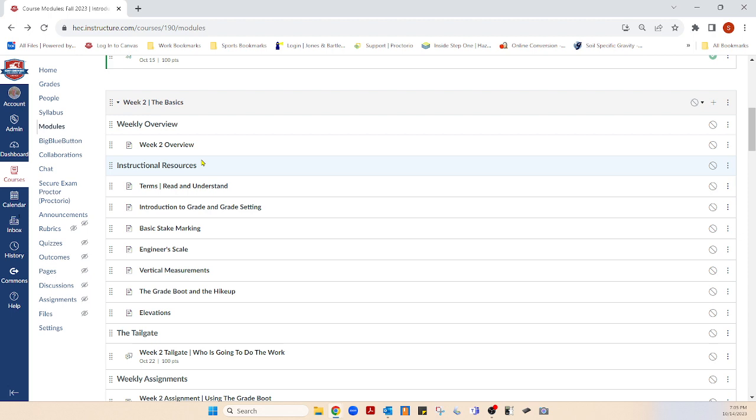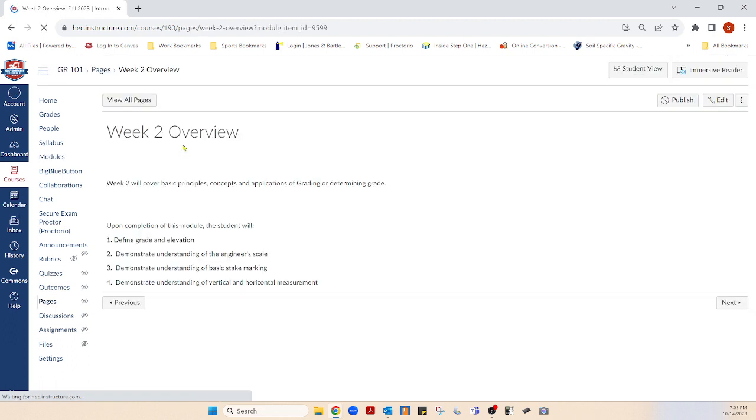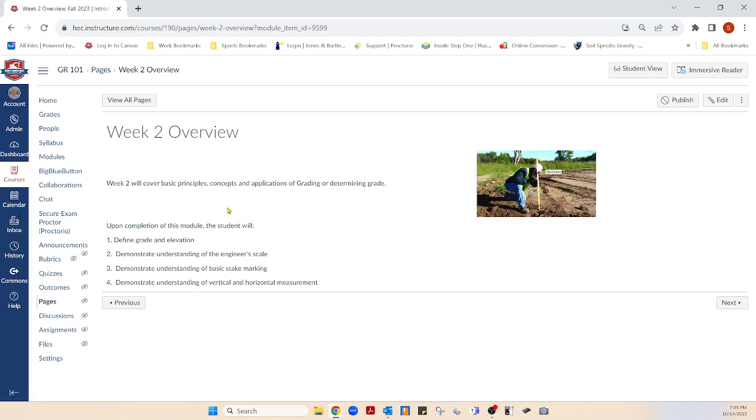So let's get into the meat and potatoes of this thing right here. I may sometimes have a video here, but for this week, we want to know what grade and elevation is. What does that mean? What does grade mean? We want to demonstrate an understanding of the engineer scale.